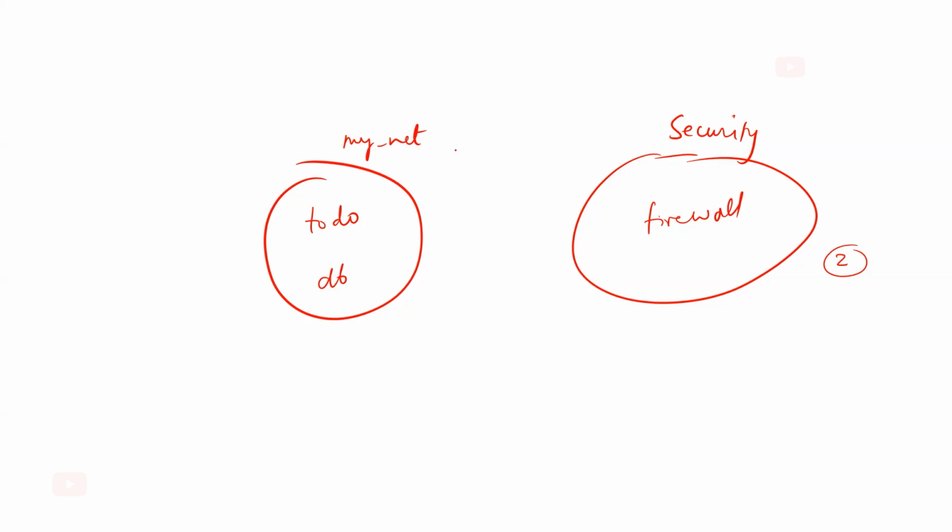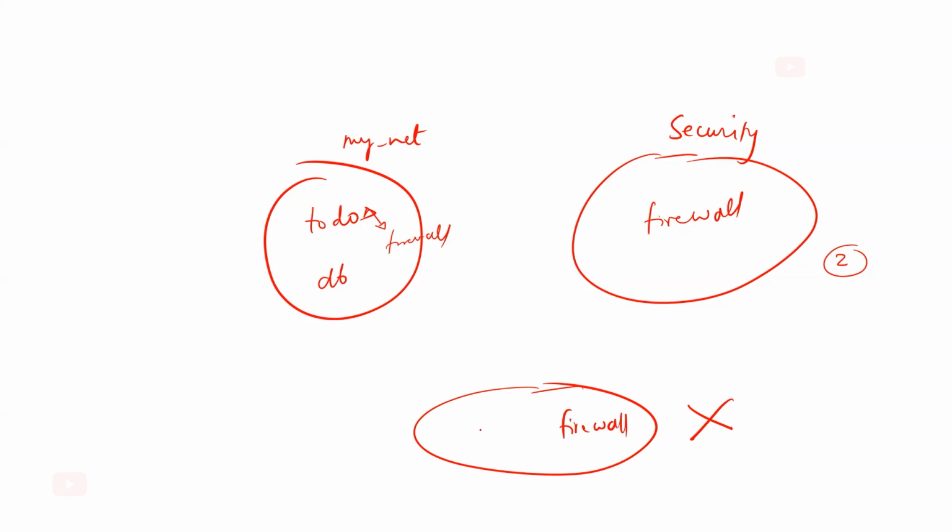So now firewall is also part of mynet, so you can talk to each other. That is one option. Otherwise, what you can do is create another network called X, and to this network connect both your firewall and to-do containers, so that they can talk in that network.